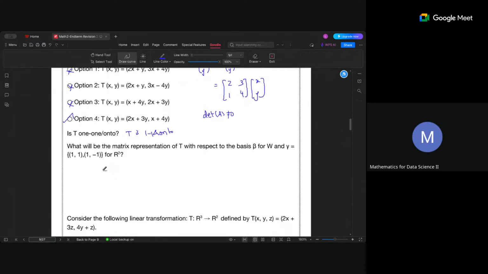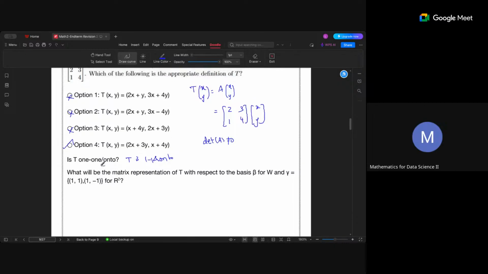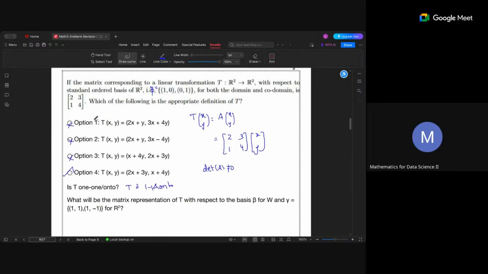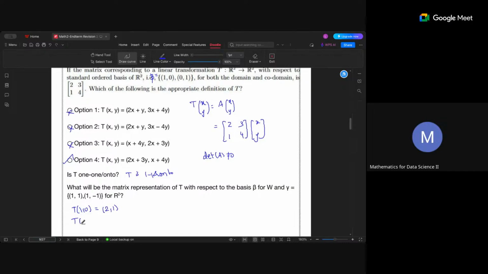Now, we already know what is T(e1). Just by looking at the question, can you tell what is T(e1)? That is T of (1, 0). Quickly tell: (2, 1). The first column represents T of (1, 0), right? (2, 1). And what is T of (0, 1)? (3, 4).